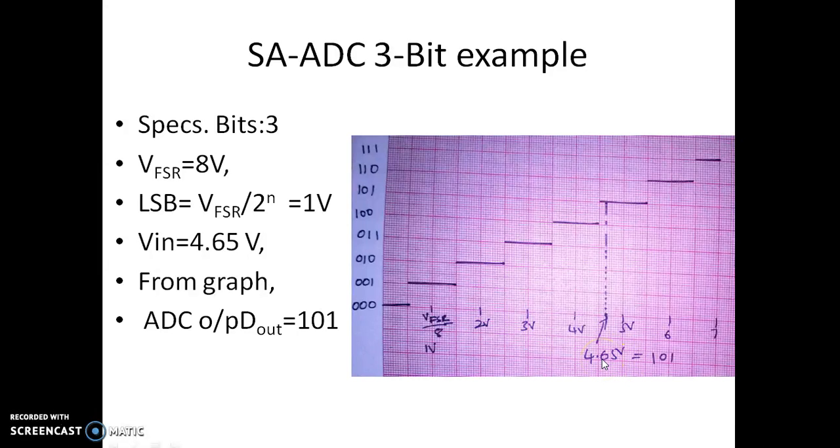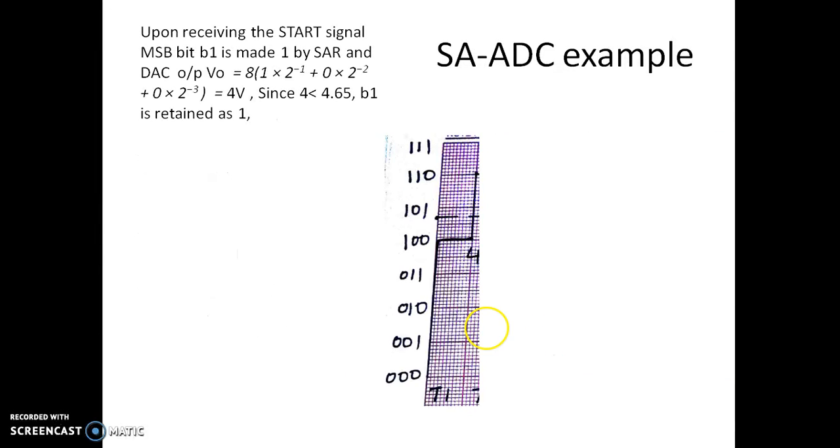So let us try to identify how a successive approximation 3-bit ADC will give a code of 101 or some other code as we move from one clock to the other. Upon receiving the start signal, the MSB bit B1 is made 1 by the SAR, that is the successive approximation register. The DAC output is given by V reference multiplied by B1, which is 1, times 2 power minus 1, plus B2 which is 0 and B3 which is 0. Only the MSB bit is made 1. So as per this we get 4 volt.